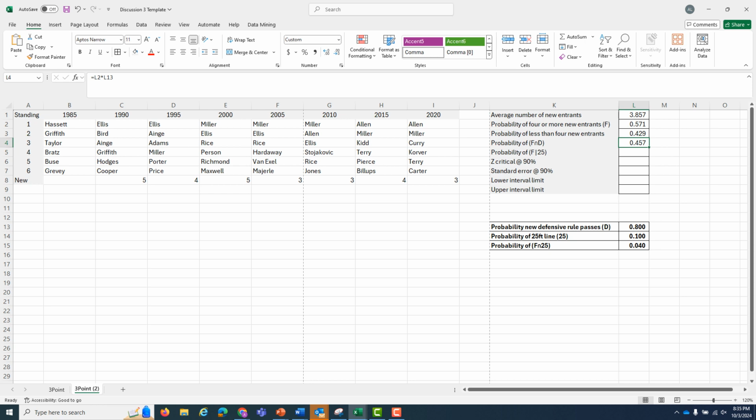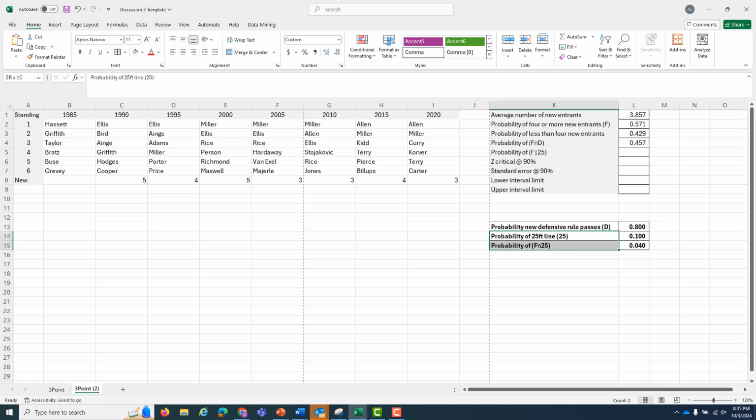The next probability we're asked to find is the probability of F given 25. In that case, that is the probability of 4 new entrants given the fact that they're going to pass a rule that moves this 3-point field goal line back to 25 feet. Well, how do you find the probability of something given something else? What you do is you take the joint probability of both of those occurring, which would be F and 25, and then you divide it by the probability of what's given.